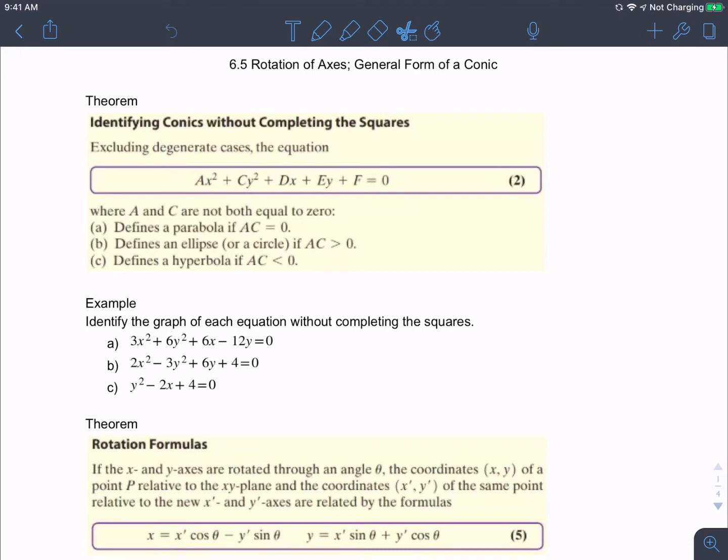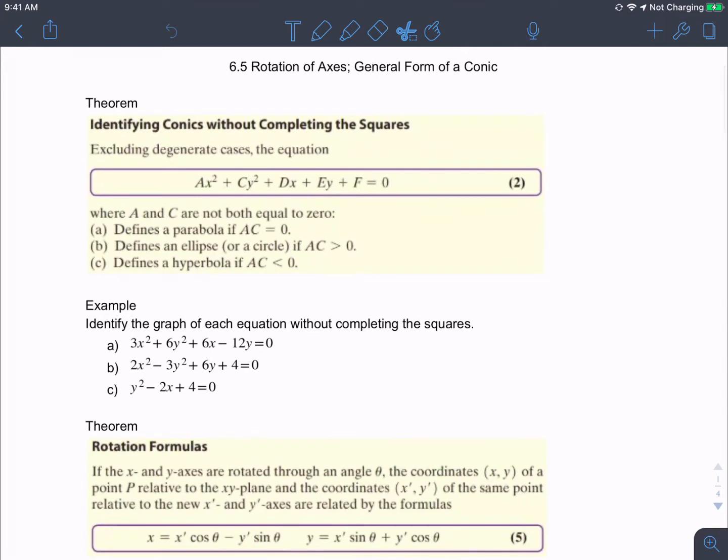Today we're going to cover section 6.5, rotation of axes, the general form of a conic. So this first theorem shows us how equations are broken down. The coefficient A will go with x squared, the coefficient C with y squared, the D with x, the E with y, and then for the constant it'll be F.